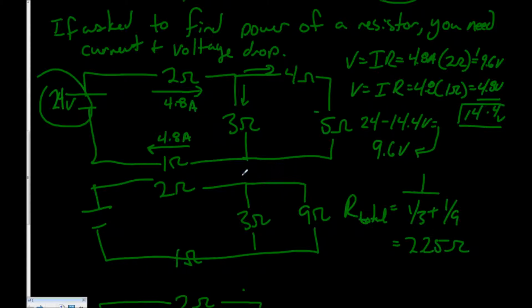Okay, so 9.6 volts then represents the amount of voltage drop across the rest of this branch. Okay, so now we know the voltage drop here, and we also know the resistance here. So that should allow us to solve the current through this 3 ohm resistor, right?